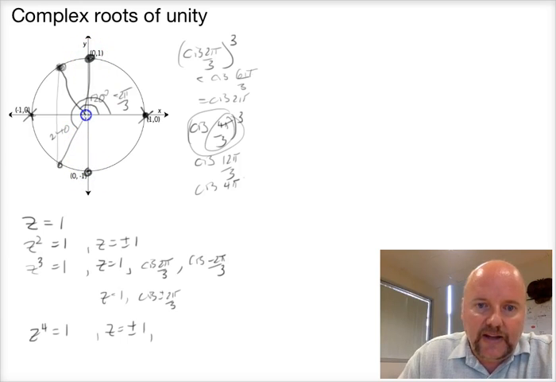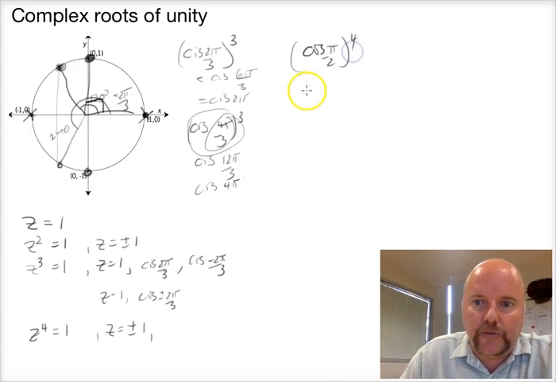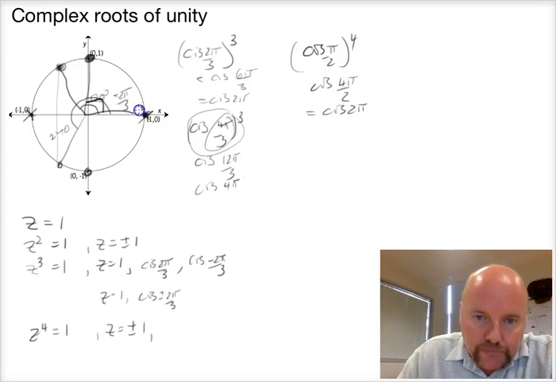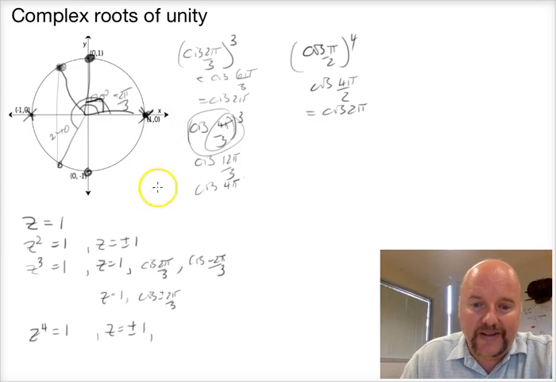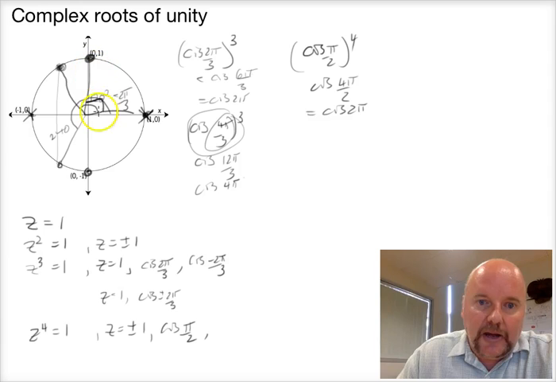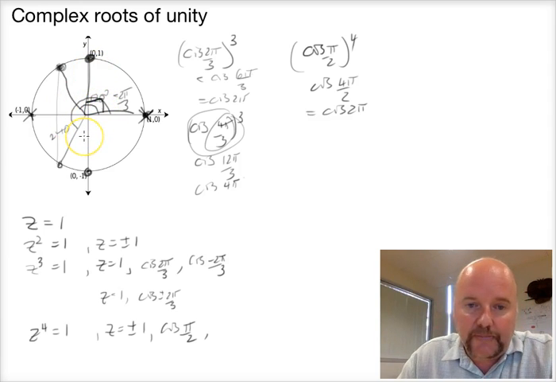This one here has an argument of 90 degrees. So it's cis pi on 2. Now if I raise that to the power of 4, I get cis 4 pi on 2, which is cis 2 pi. Now that's right back here. So that means that that number raised to the power of 4 comes straight back to that 1. So cis pi on 2 is an answer. I can call this cis 3 pi on 2 as well, and I can multiply it by 4.